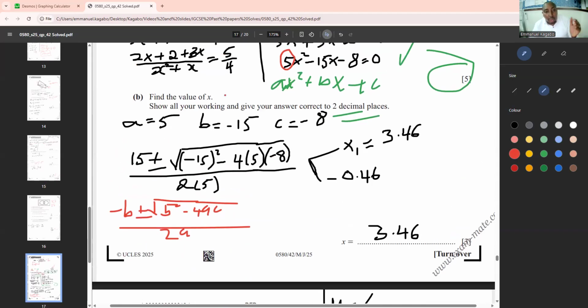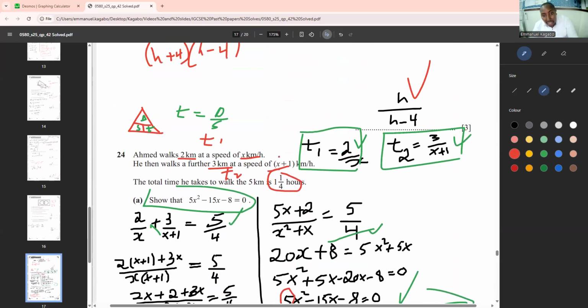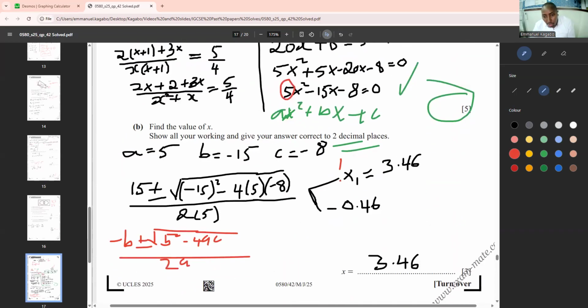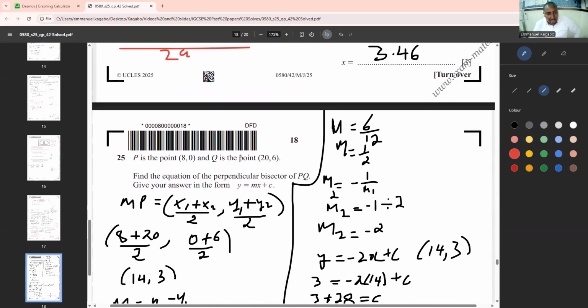Now, we are looking for x, and x is speed, so it's a real life question. You can't go with a negative value, so you have to go with the positive value. So this is your value of x.